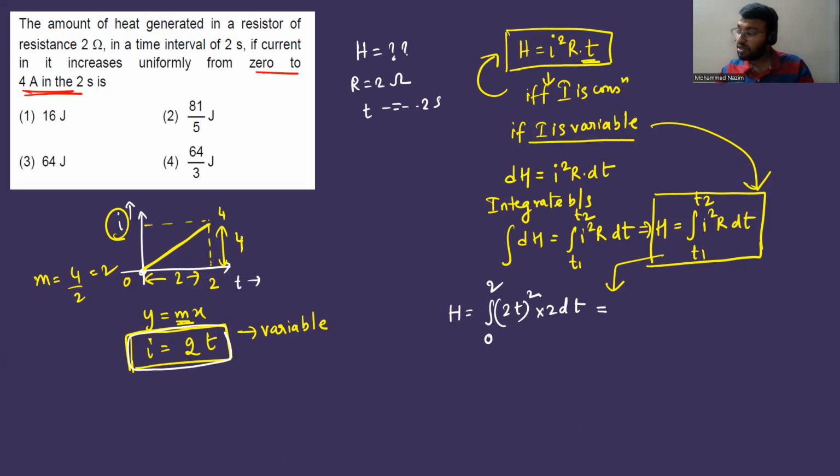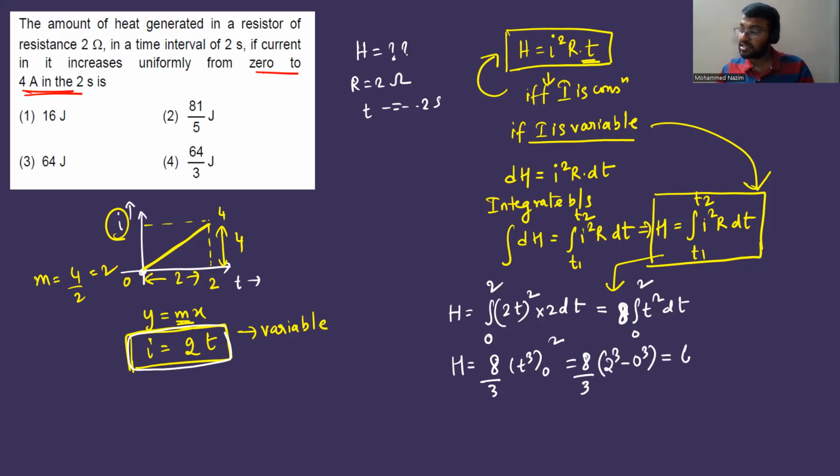So this will become 2 square 4, and 4 twos are 8. I'll take 8 outside: integral of t square dt from 0 to 2. Therefore H is equal to 8 into integration of t square, which is t cube by 3, from 0 to 2. That is 8 by 3 into (2 cube minus 0 cube). 2 cube is 8, and 8 eights are 64. So 64 by 3 joule will be the amount of heat produced in this resistor. 64 by 3 joule will be the answer. Clear?